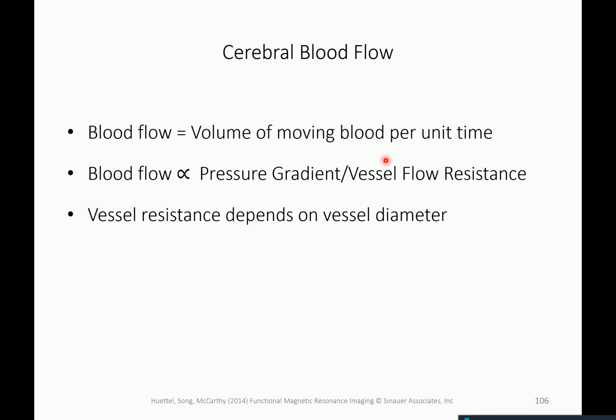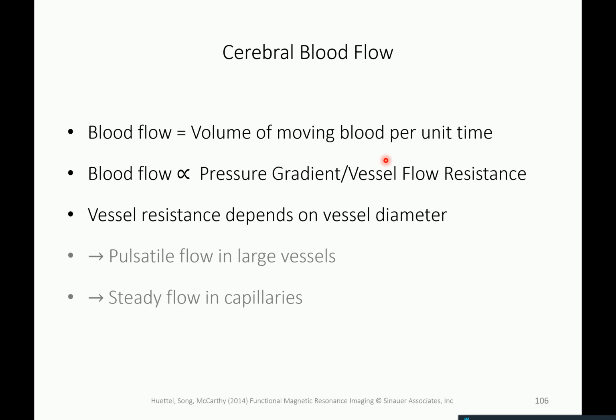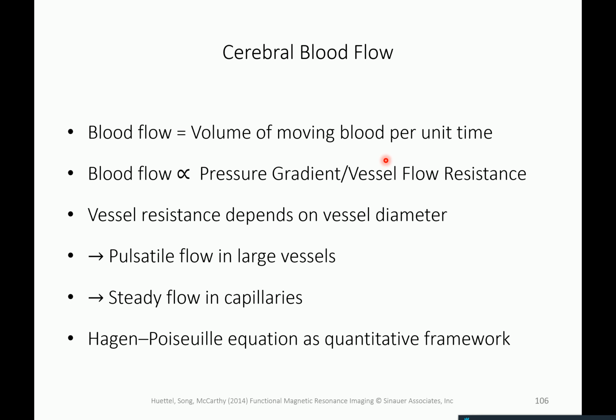One can quantify all of this in terms of the Hagen-Poiseuille equation framework, which we will not look at. The bottom line is that the vessel resistance depends on the vessel diameter, and that by means of the system you actually get a steady flow in the capillaries.